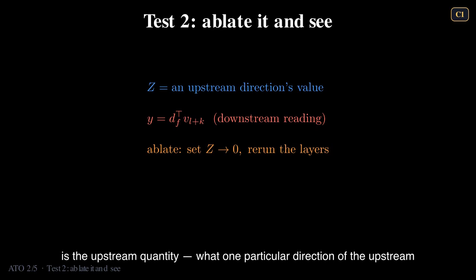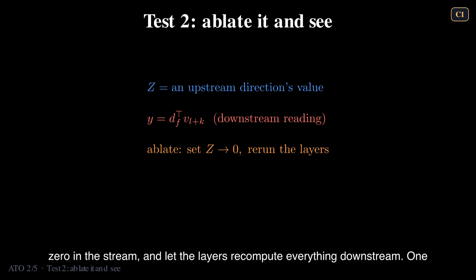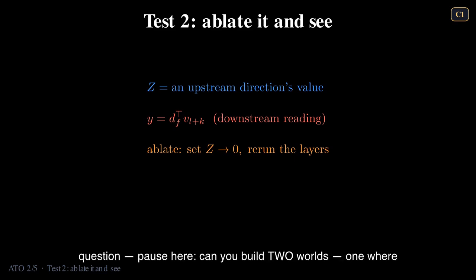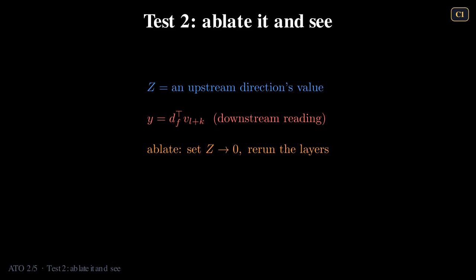Z is the upstream quantity, what one particular direction of the upstream stream carries. And Y is the downstream feature reading, our usual DF measurement at layer L plus K. Ablating means set Z to 0 in the stream and let the layers recompute everything downstream. One question, pause here. Can you build two worlds, one where Y is linearly transported from Z, one where Y is manufactured from Z nonlinearly, such that this experiment returns the identical verdict in both?